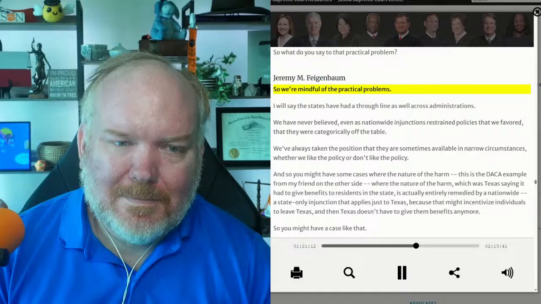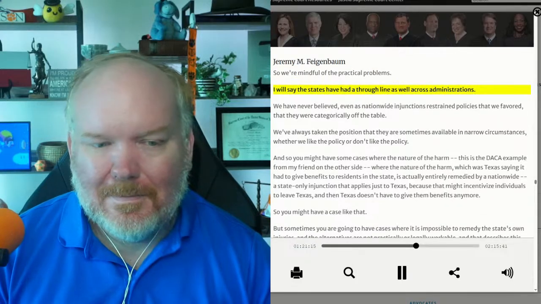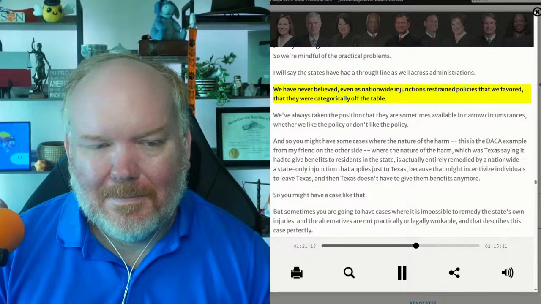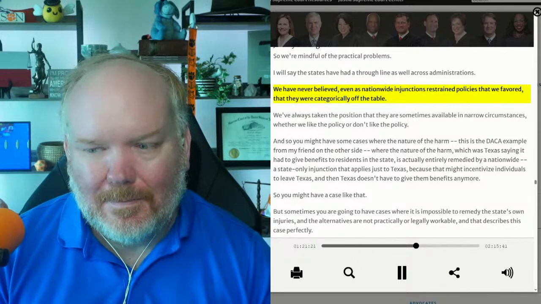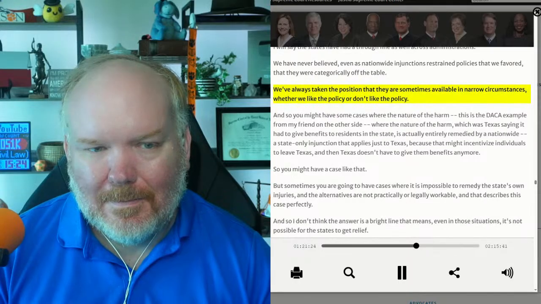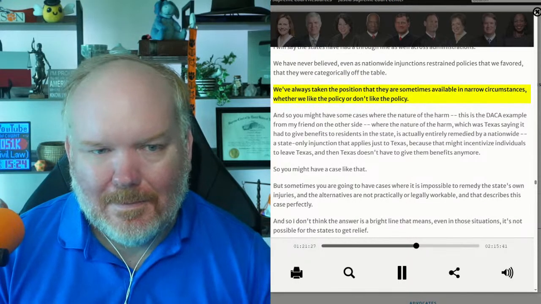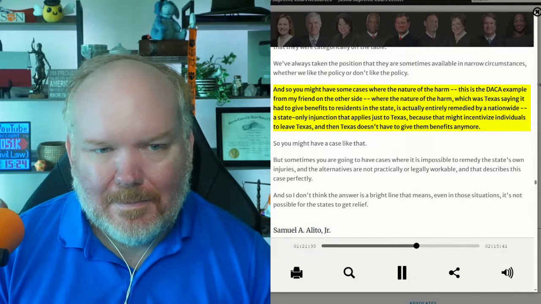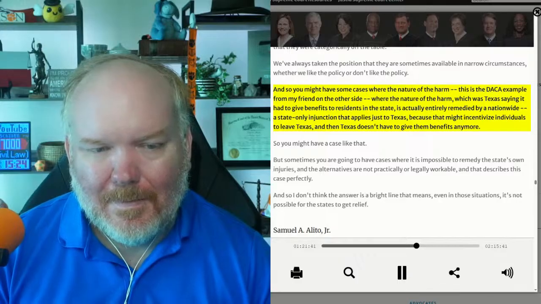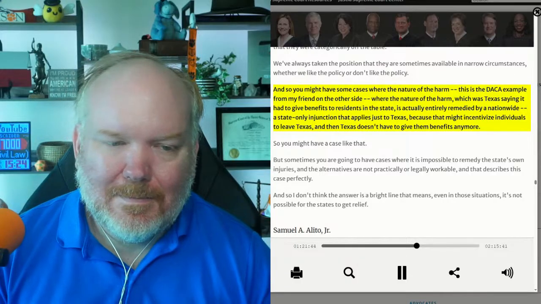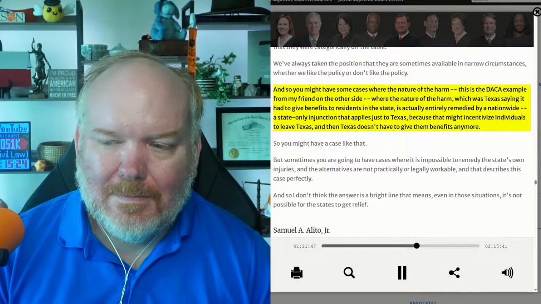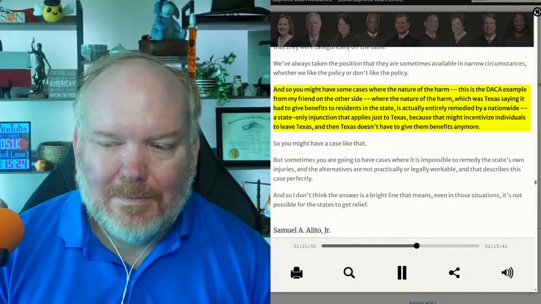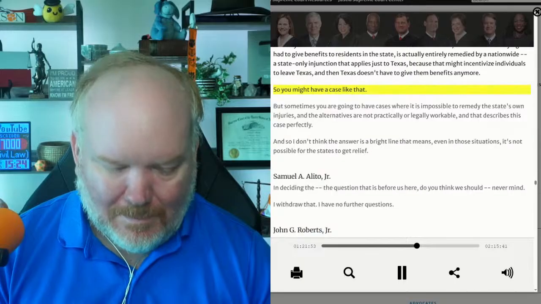So we're mindful of the practical problems. I will say the states have had a through line as well across administrations. We have never believed, even as nationwide injunctions restrained policies that we favored, that they were categorically off the table. We've always taken the position that they are sometimes available in narrow circumstances, whether we like the policy or don't like the policy. And so you might have some cases where the nature of the harm, this is the DACA example from my friend on the other side, where the nature of the harm, which was Texas saying it had to give benefits to residents in the state, is actually entirely remedied by a nationwide, state-only injunction that applies just to Texas, because that might incentivize individuals to leave Texas, and then Texas doesn't have to give them benefits anymore. So you might have a case like that.